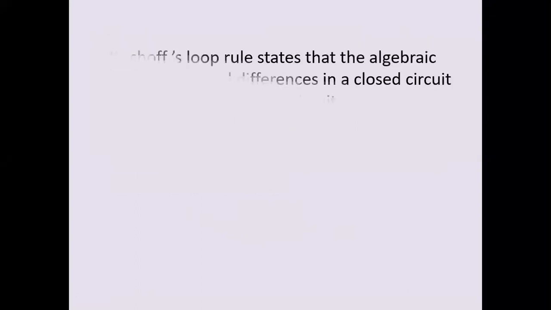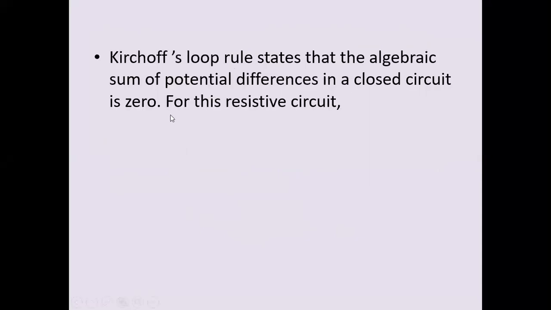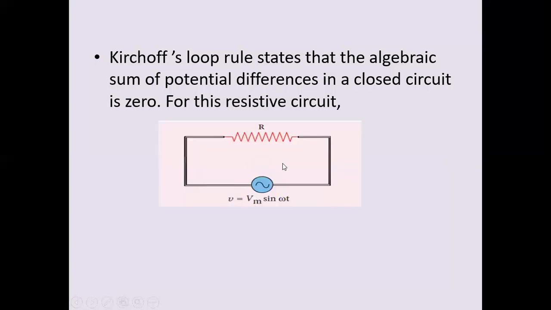According to Kirchhoff's rule, there is a loop rule. The algebraic sum of potential difference in a closed circuit is 0. So what is the algebraic sum of the potential difference in this circuit? There are two potential differences. One is the potential due to the alternating voltage. Another one is the potential difference due to the resistor. So V minus VR is equal to 0. This can be written as V is equal to VR.